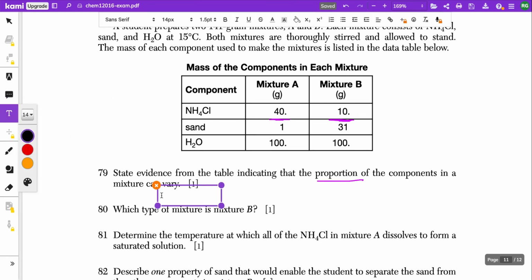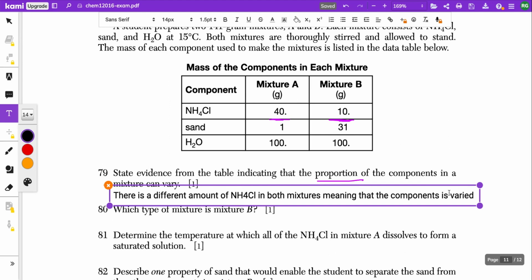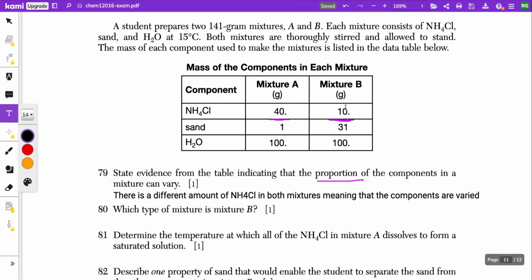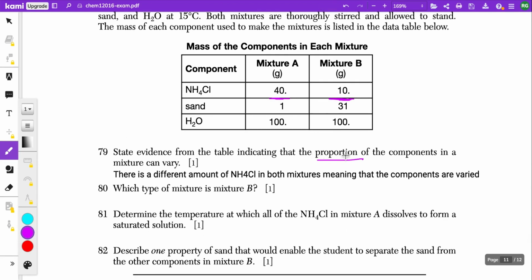So you would just say evidence from the table, that NH4Cl, right? You would say that there is a different amount of NH4Cl in both mixtures, meaning that the components are varied, okay? So you can have different amounts of stuff in your mixture. It doesn't have to always be in proportion.